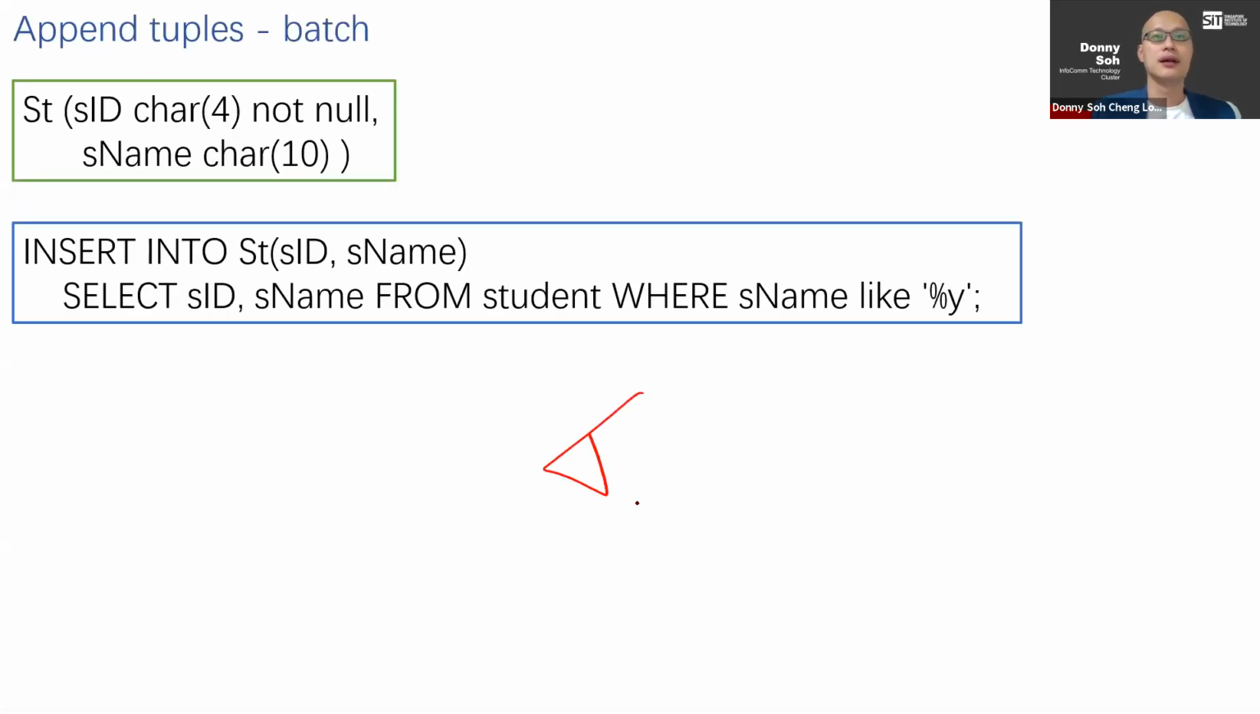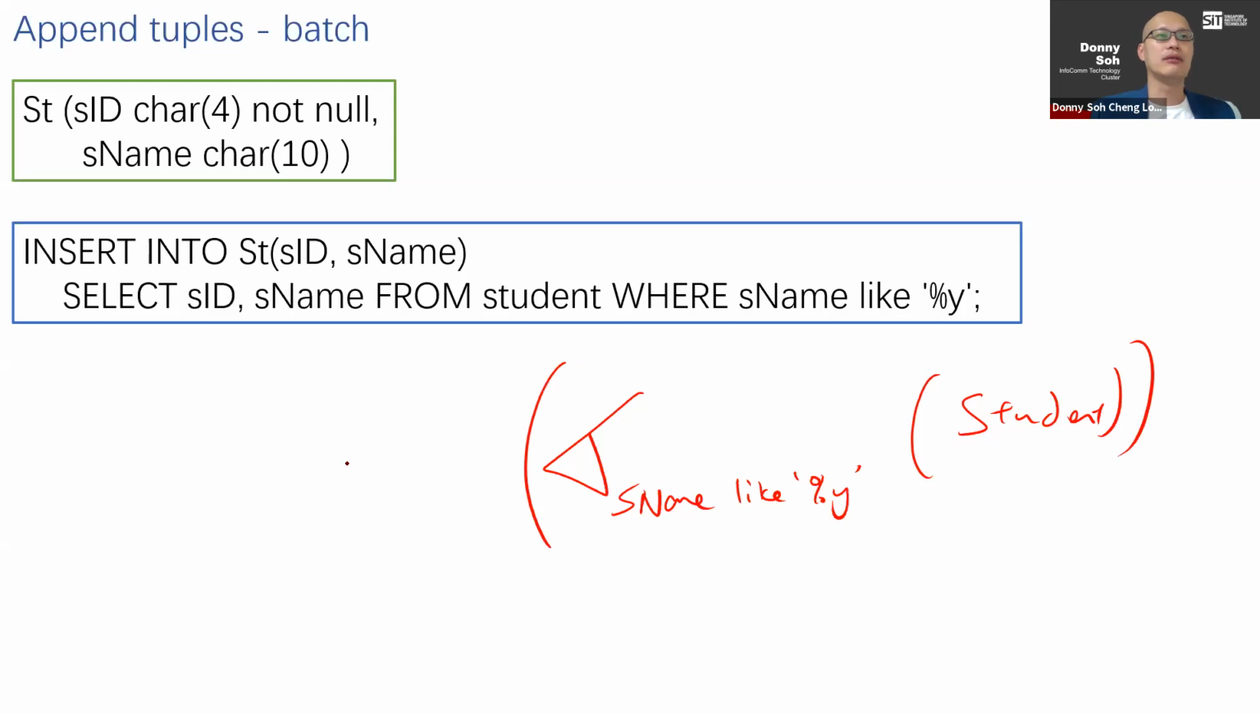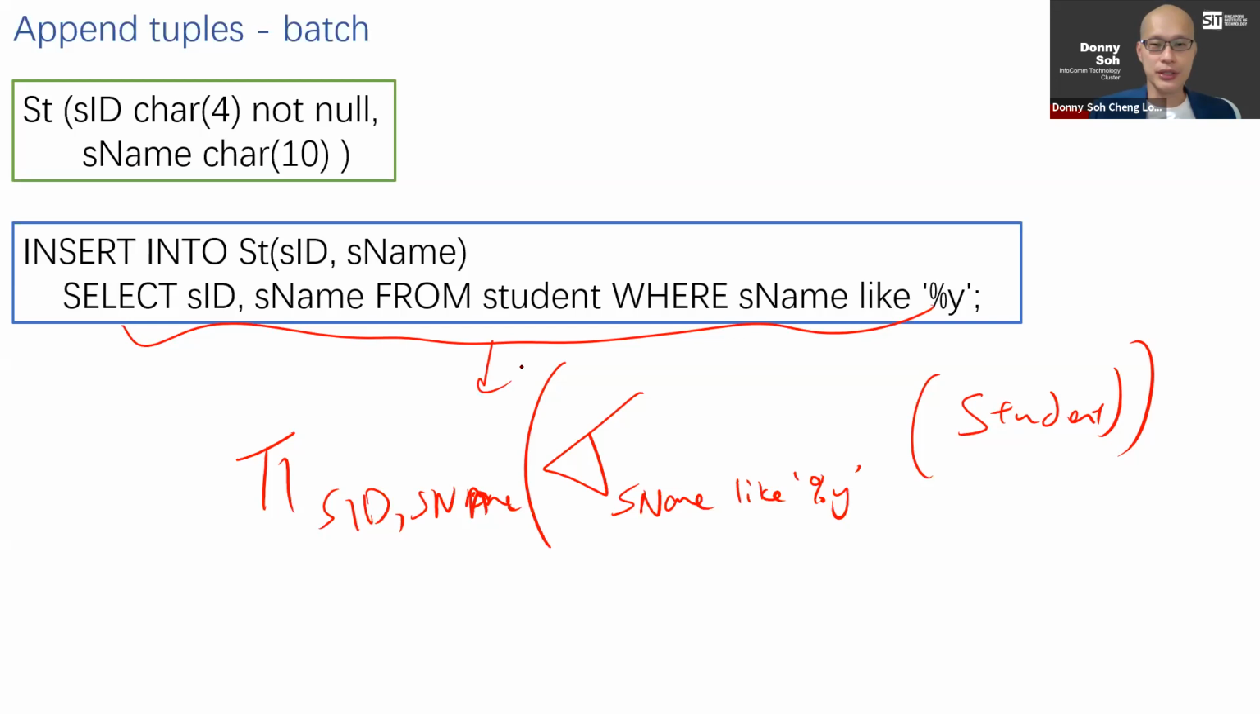Select SID as name, like Y from student, projecting out my SID and my SName. So this is how I convert this entire SQL query into relational algebra.